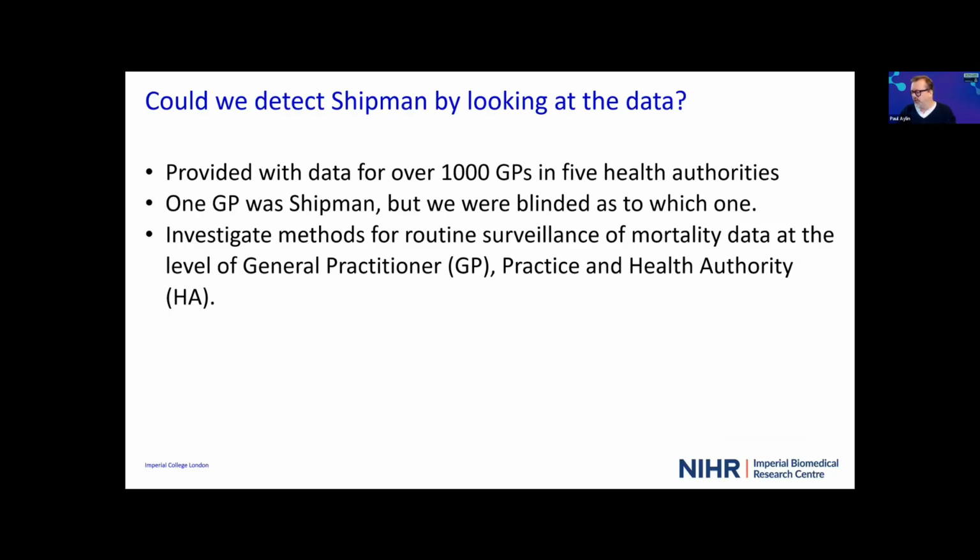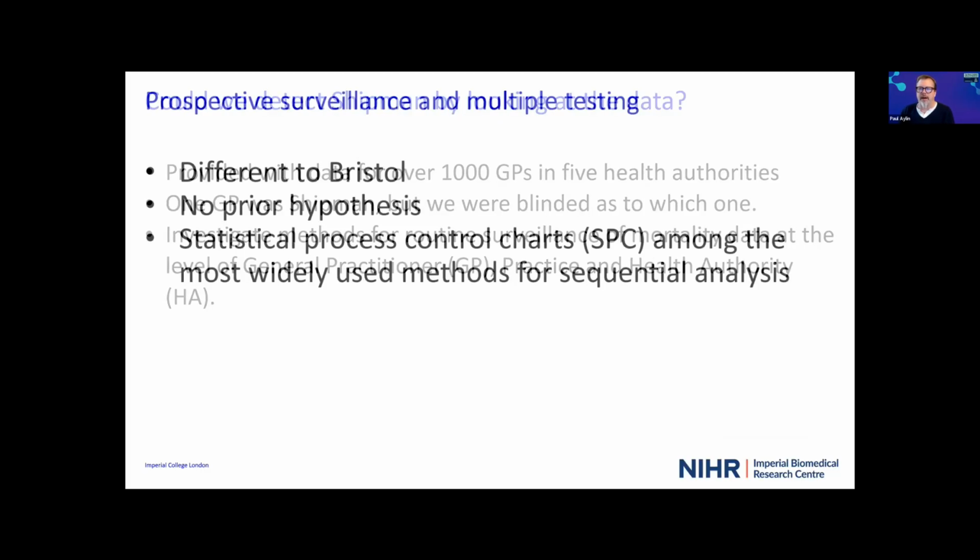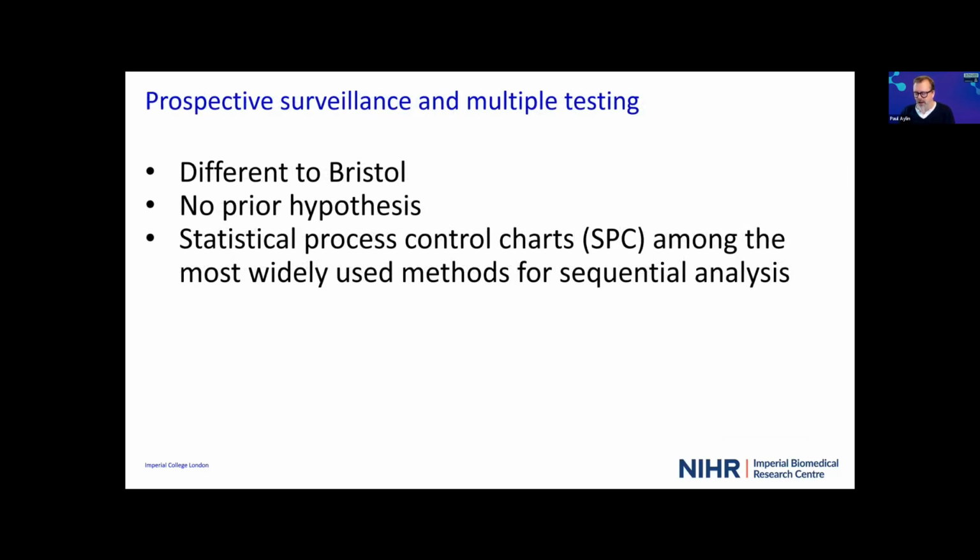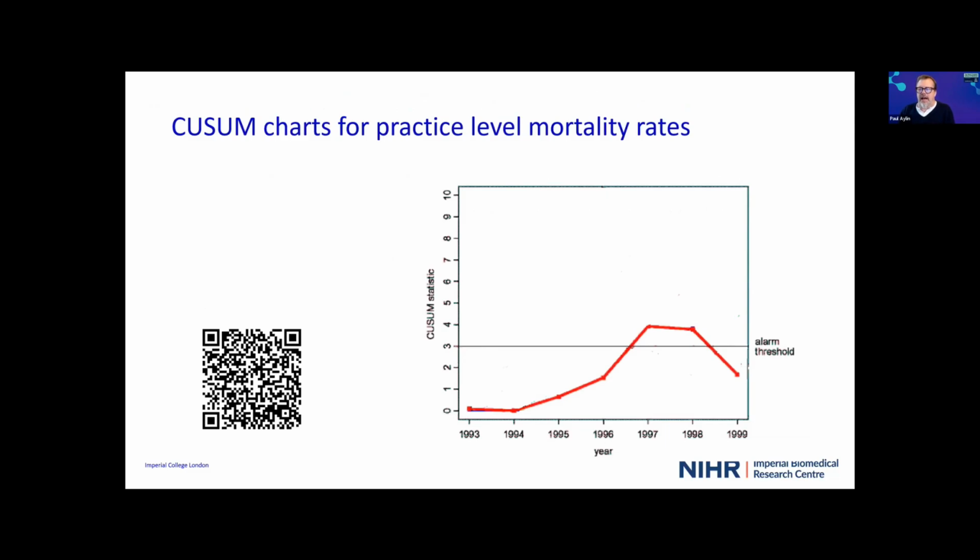And we looked at methods for looking at data over time, sort of routine surveillance, to see whether we could spot Shipman. And we came upon a method called statistical process control charts, which are widely used in industry for quality control, but at that time had not really been applied to medicine. These charts essentially consist of some function of your expected outcome, and in this case, we're looking at death rates, and your observed outcome.